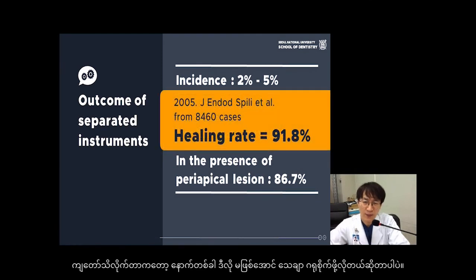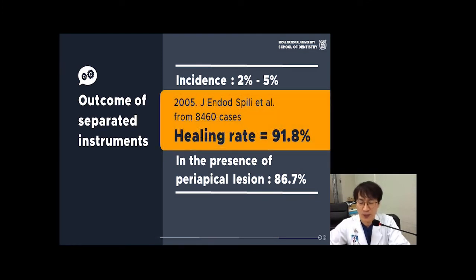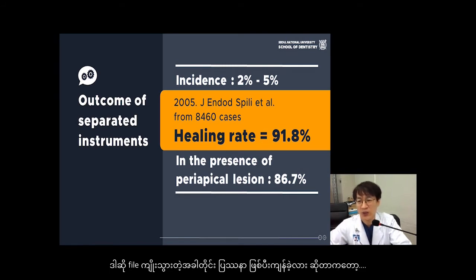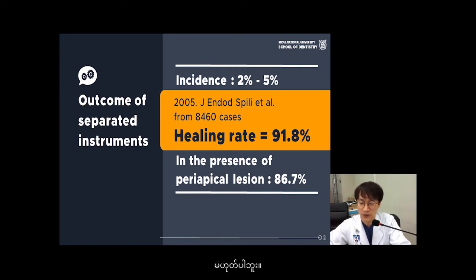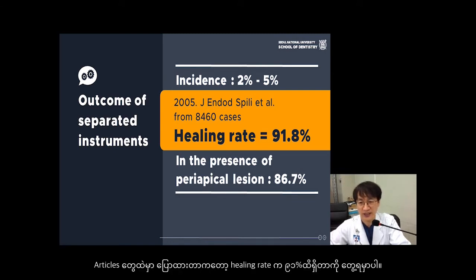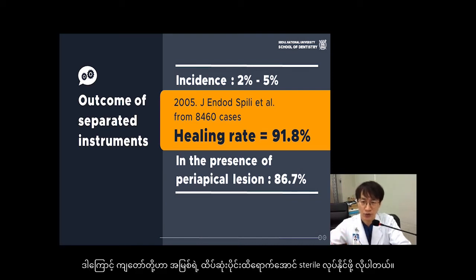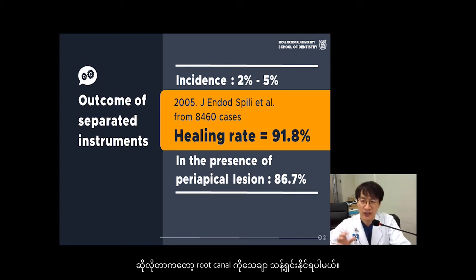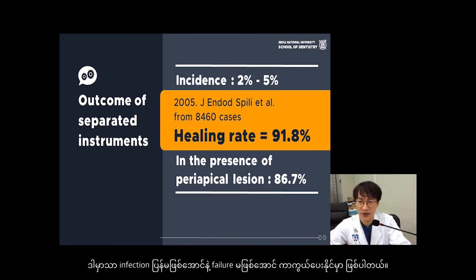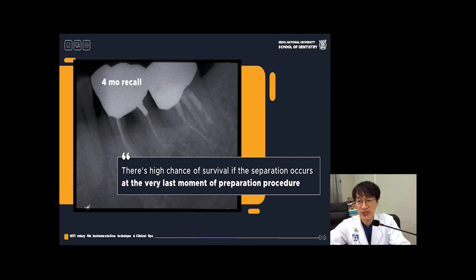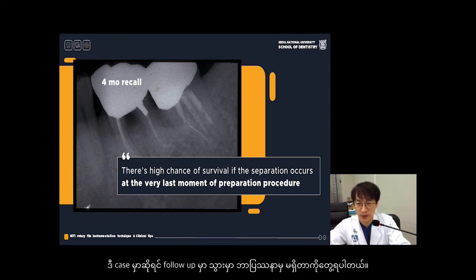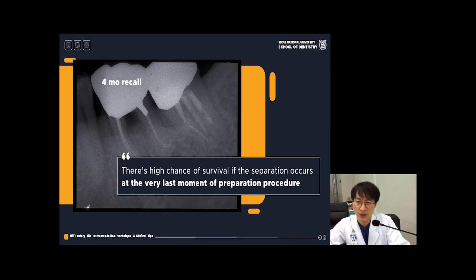So is that going to have a problem whenever you have separation of the file every time? No. According to the article, you probably studied that, the healing rate is 91%. So try to go to the deep after you sterilize, clean the root canal, and then try to go deep little by little. That can avoid the infection or failure. So this case, after the follow-up, we have figured out that there is no problem with this tooth. So I did a crown on top of the tooth, and it can survive.